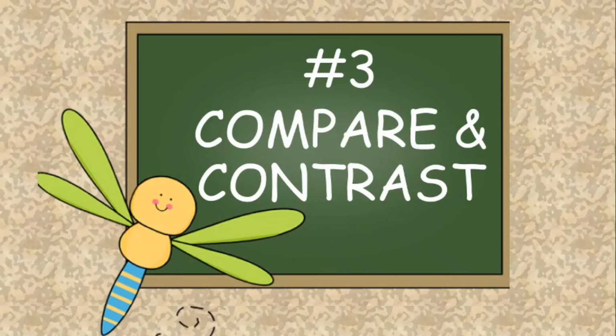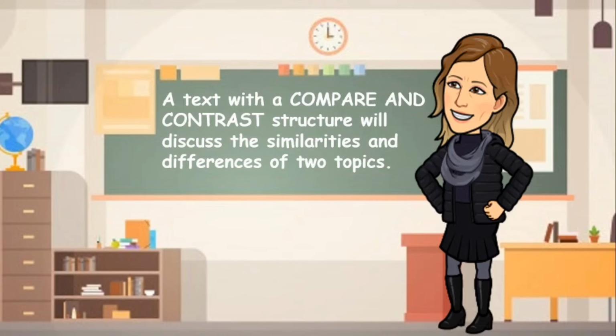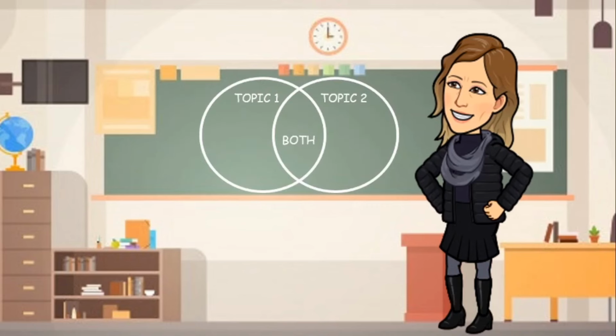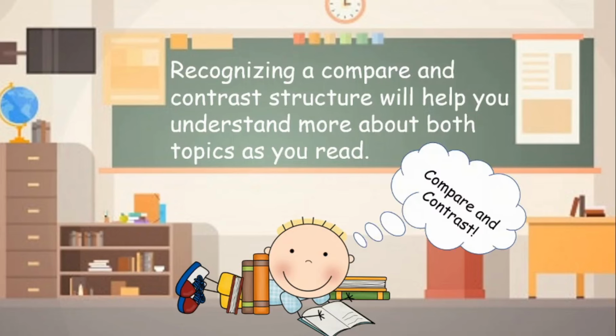Number 3 is compare and contrast. A text with a compare and contrast structure will discuss the similarities and differences of 2 topics. It's sort of like creating a Venn diagram when you compare 2 topics and you contrast the 2 topics, but it's in a selection instead. Recognizing a compare and contrast structure will help you understand more about both topics as you read.